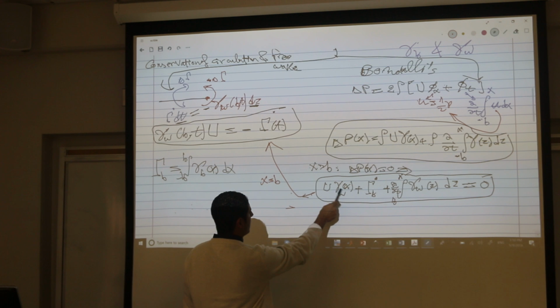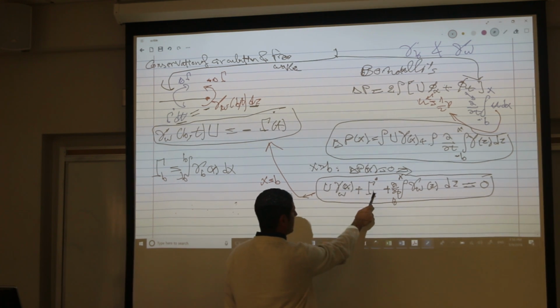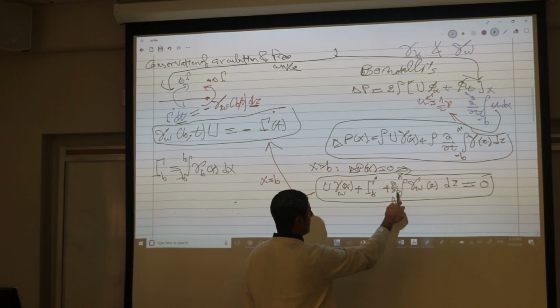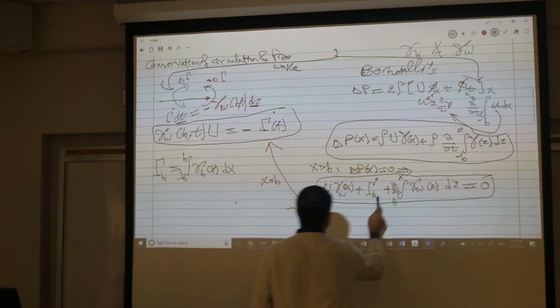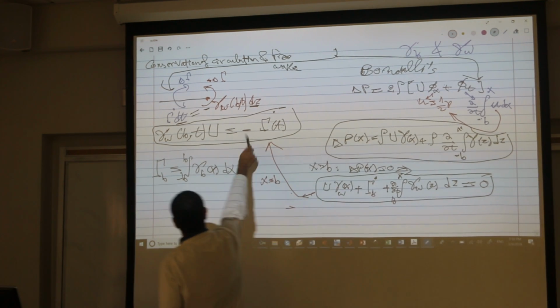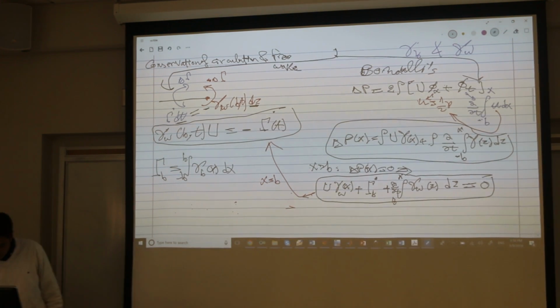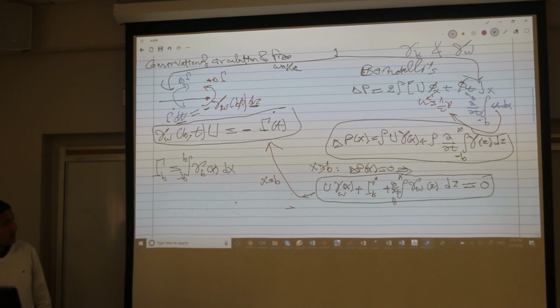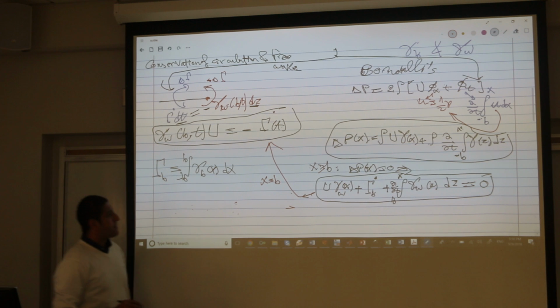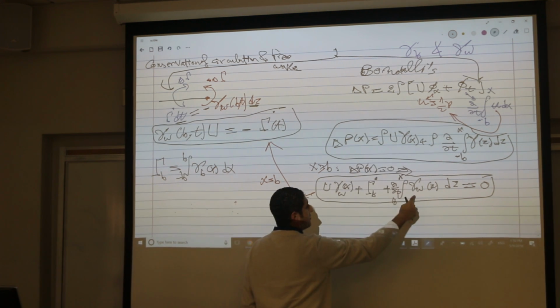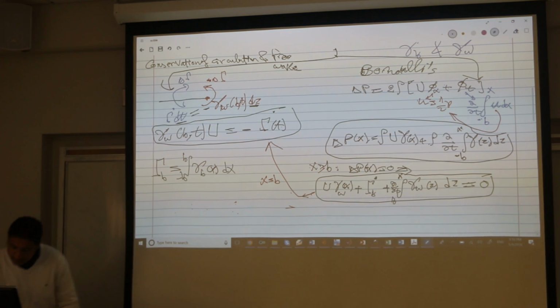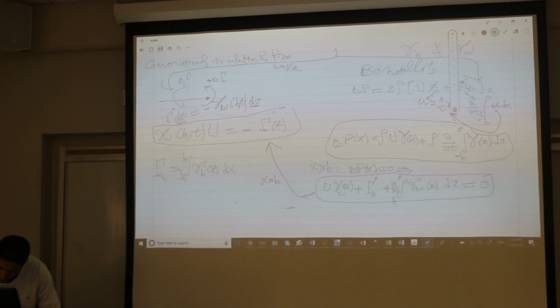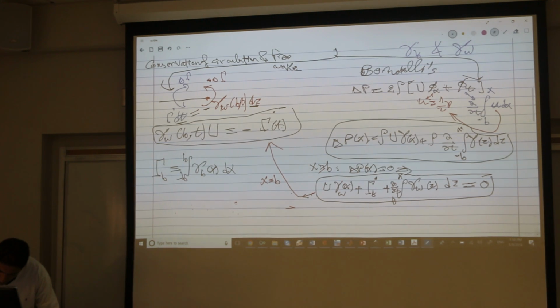So you get u gamma wake at b, and this guy from b to b, it vanishes. So you get these guys balance each other. You get this equation immediately. Okay? And which means I have to add here equal. So from here to there, this is a free wake.